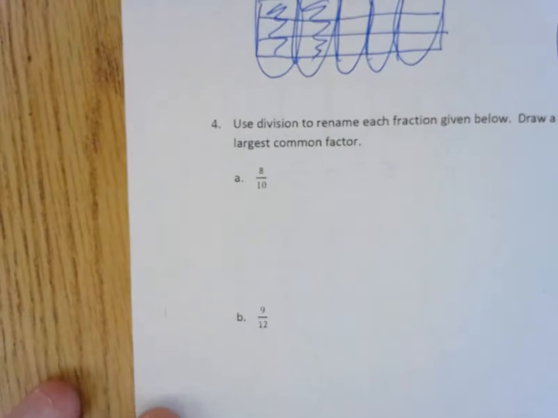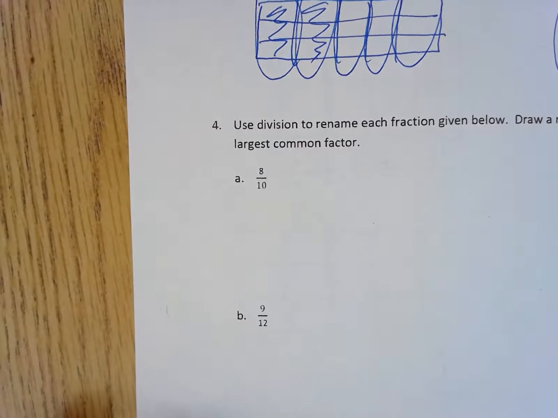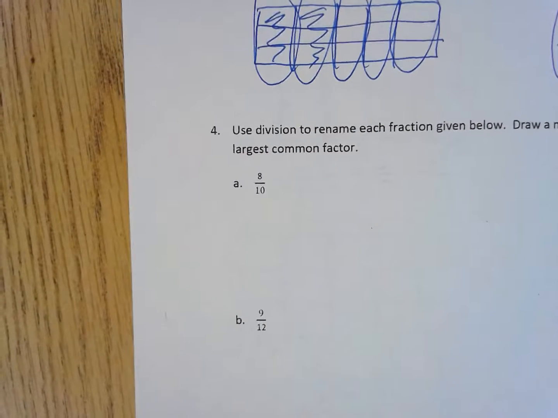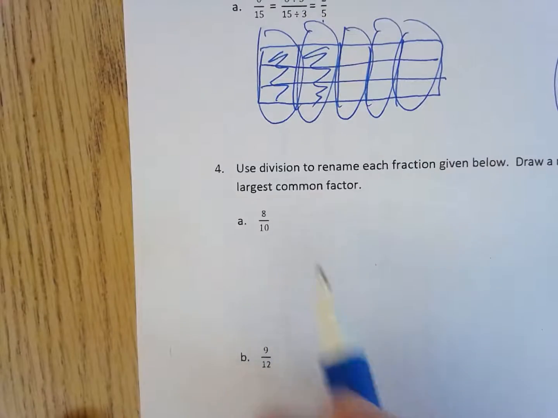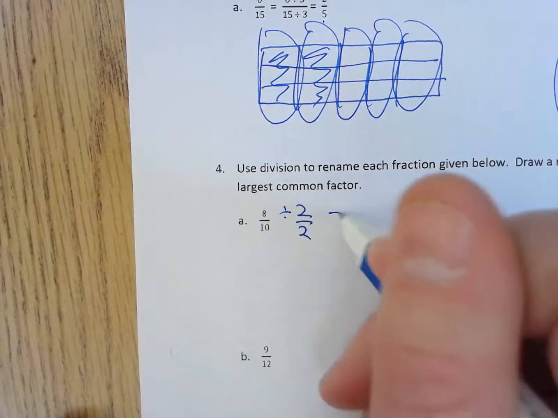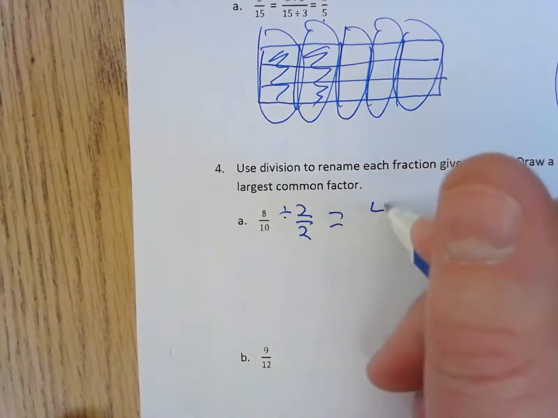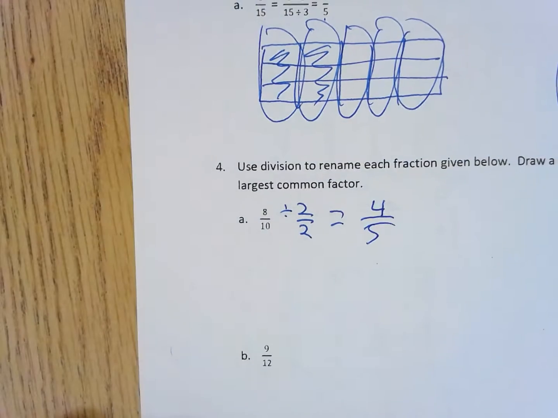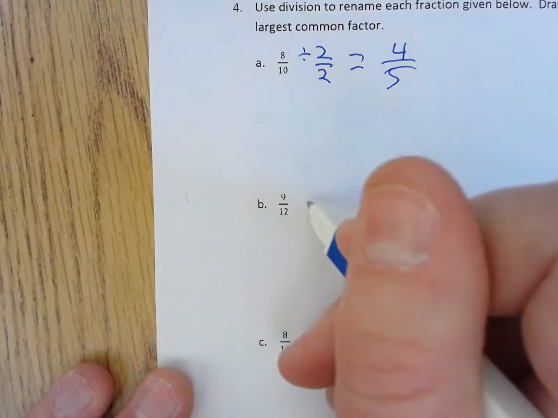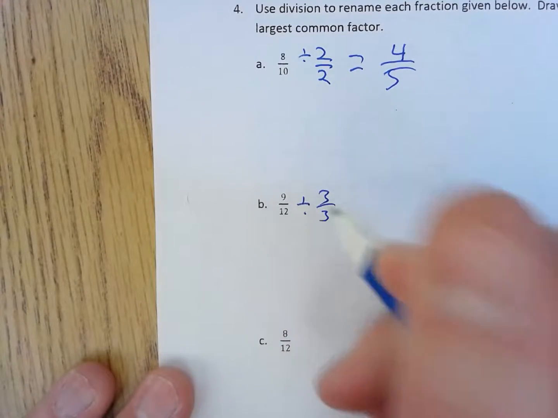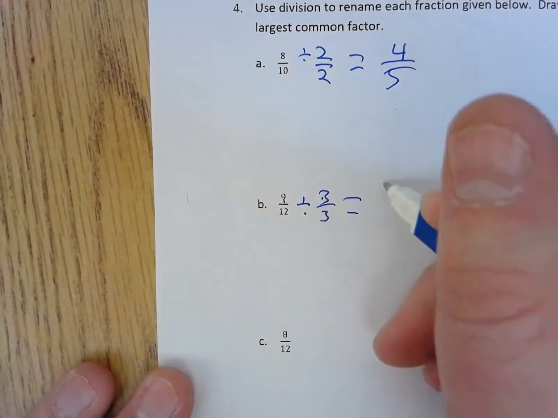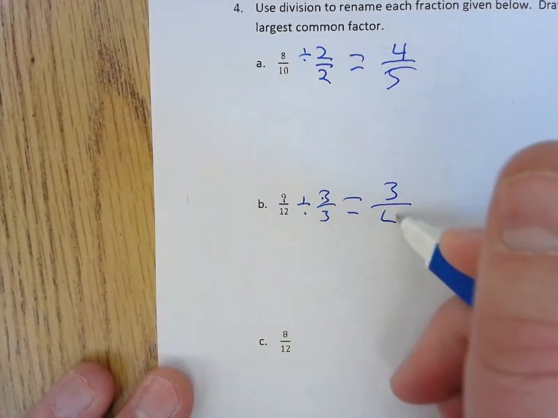So our first one, I'm not going to draw models because at this point I hope that they can do it without doing that. If they need to, that's fine. I don't care. Okay, so 8 and 10, we know both of those are divisible by 2 because they're even, and that's the largest number we can divide both of them by. So 8 divided by 2 is 4, and 10 divided by 2 is 5. Okay. 9/12 we can divide by 3 over 3. That's the largest factor that will go into both of those. So 9 divided by 3 is 3. 12 divided by 3 is 4.